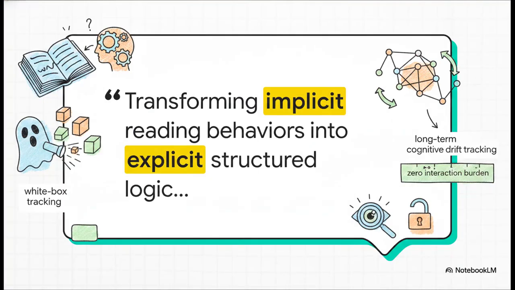This framework is literally designed from the ground up to mirror how real humans read. The crucial point is captured perfectly in this quote from the source: transforming implicit reading behaviors into explicit, structured logic to enable precise, white box tracking of long-term cognitive drift with zero interaction burden. Honestly, what a massive breakthrough. The system tracks what you read and what you skip entirely naturally. It updates your profile transparently, in a white box way, without ever demanding constant manual feedback from you.